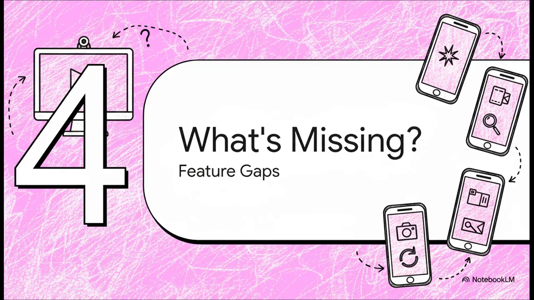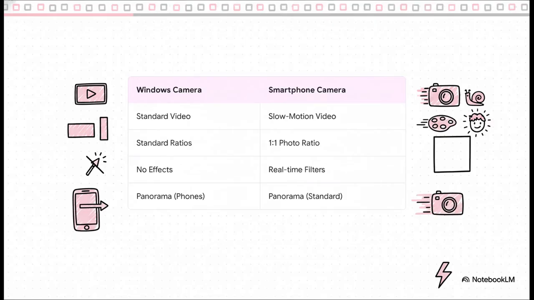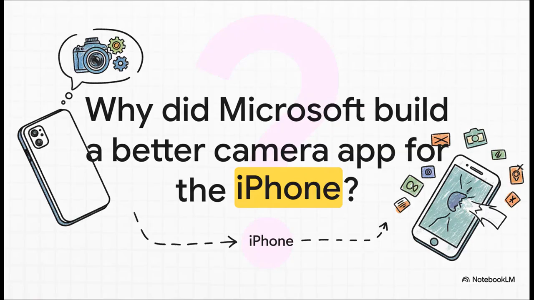But for all its hidden power, let's be honest, the app isn't perfect. And its limitations become pretty obvious when you put it up against the camera you probably use every single day. The one on your smartphone. Yeah, the Windows app is missing a lot of features we now just consider standard, like slow motion video or real-time filters or even a simple square photo ratio for social media. And get this, while it technically has a panorama mode, that feature was exclusive to the old Windows phones, not our PCs.